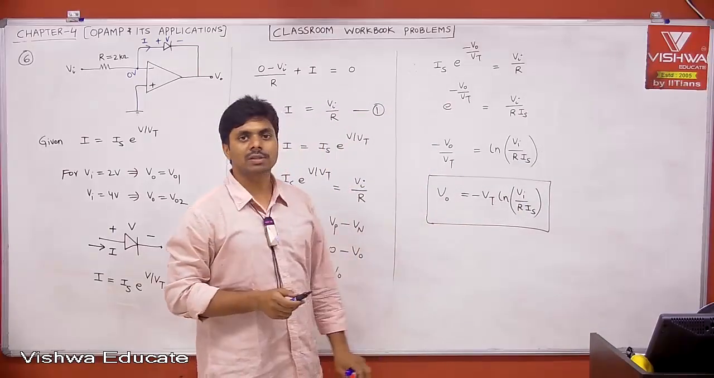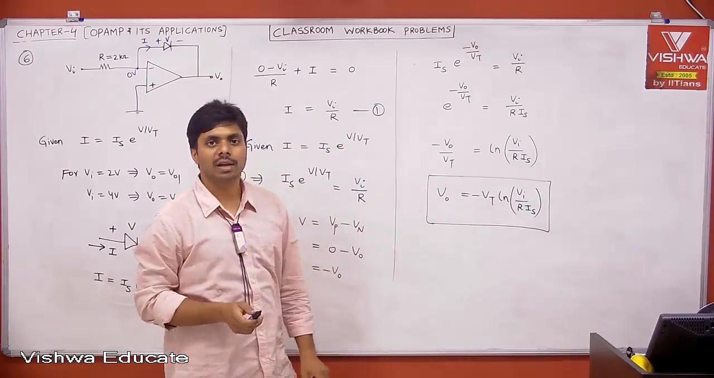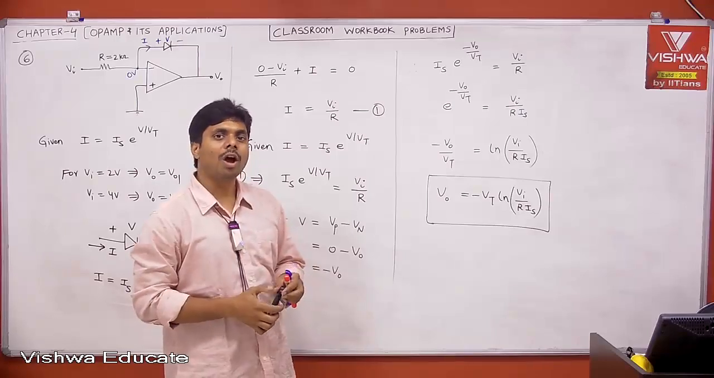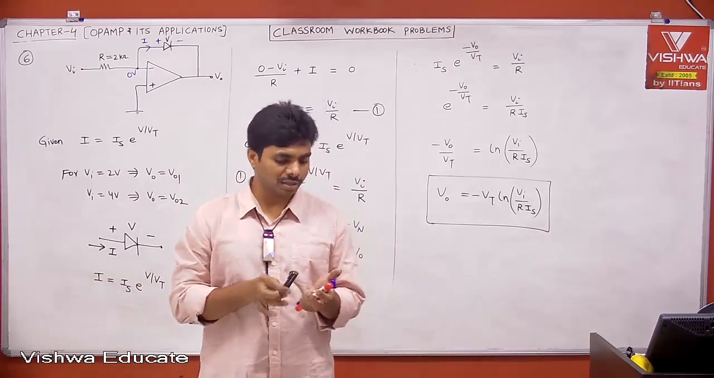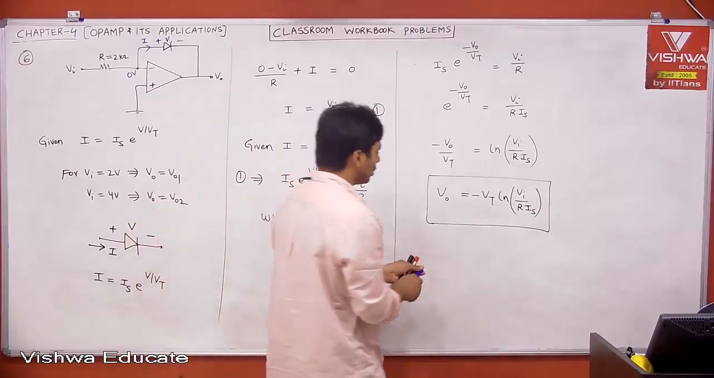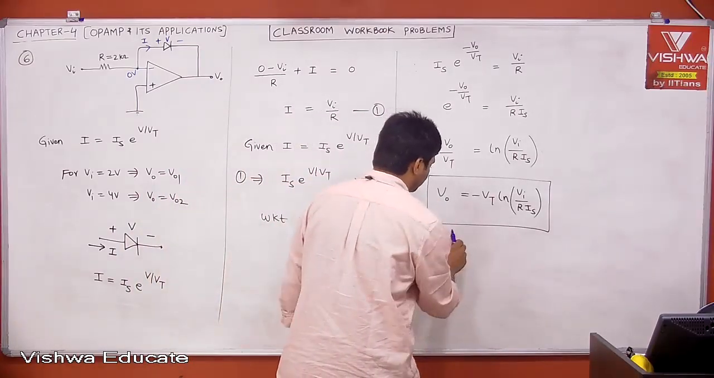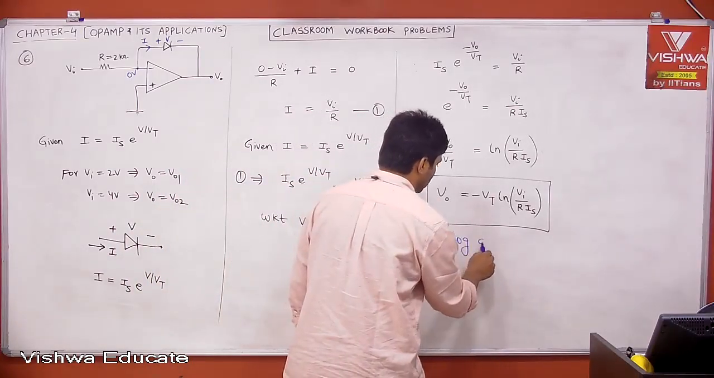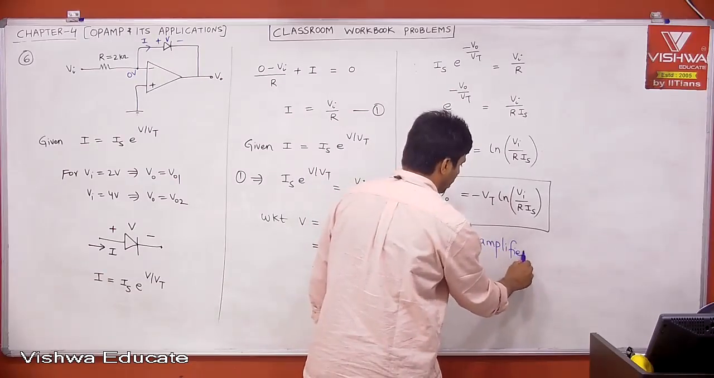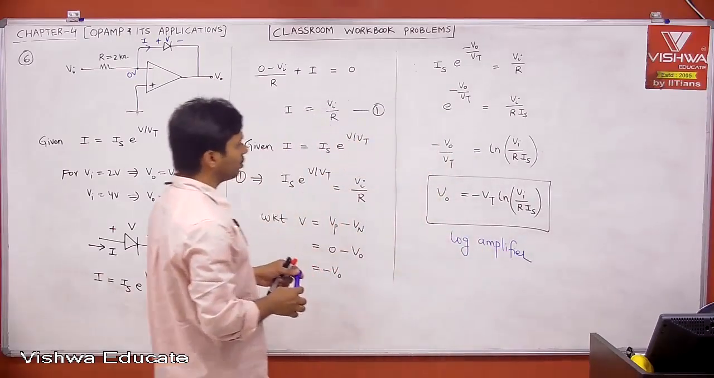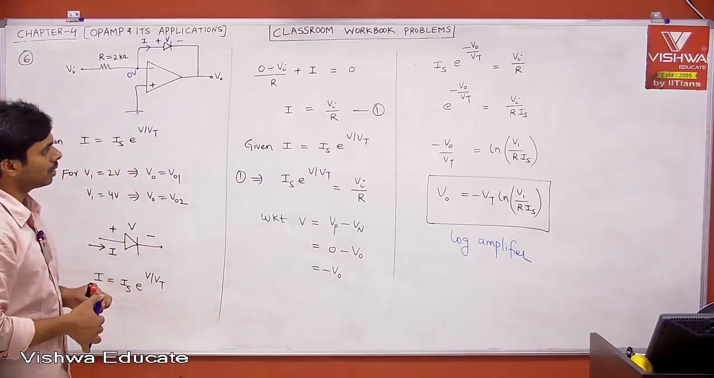Therefore, V naught is equal to something into logarithm of your Vi. Log of your input is nothing but your output with some factor. Therefore, can I say this is a log amplifier? Yes. This is a log amplifier. Now we got to know the relationship between V naught and Vi, right?